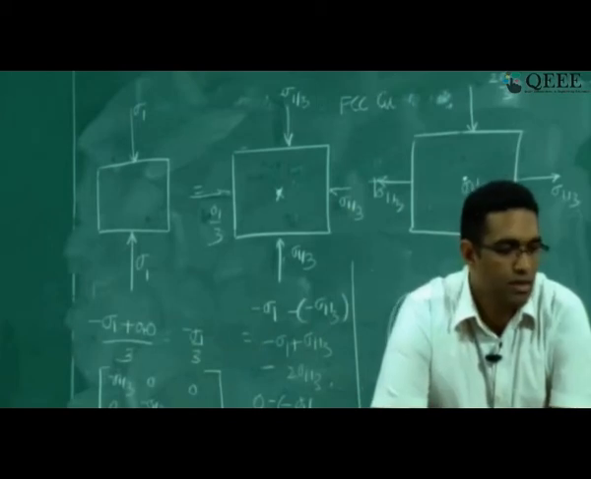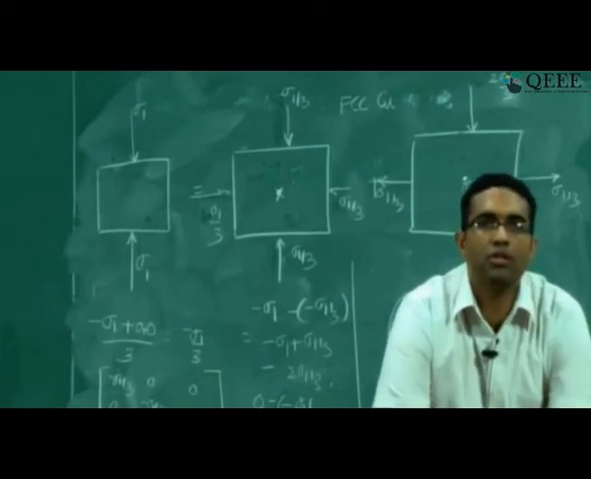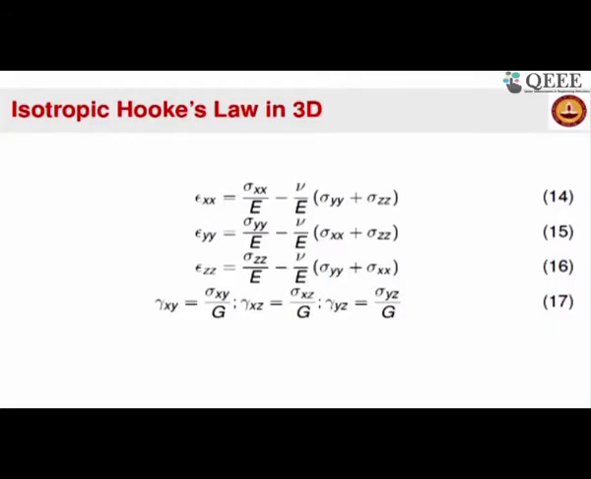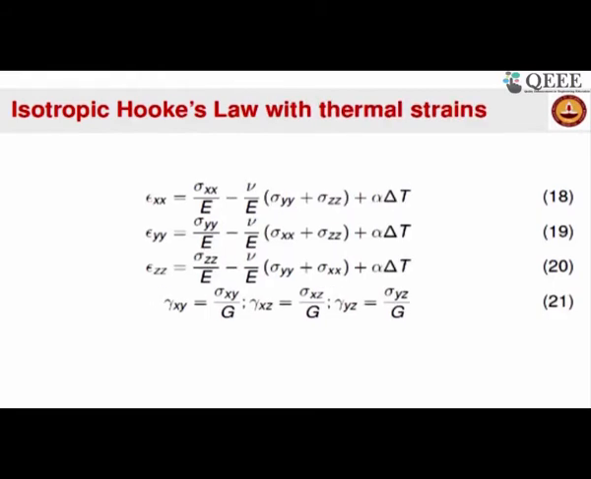Sigma xx, sigma yy, sigma zz are the normal stresses, whereas the epsilons are the normal strains, and then you have the gammas which are the shear strains. I have written sigma xy instead of tau xy, but it's quite obvious that they are the shear stresses. G is nothing but the shear modulus, which for an isotropic material is related to the Young's modulus. These expressions you will all be aware of from your fundamental strength of materials.